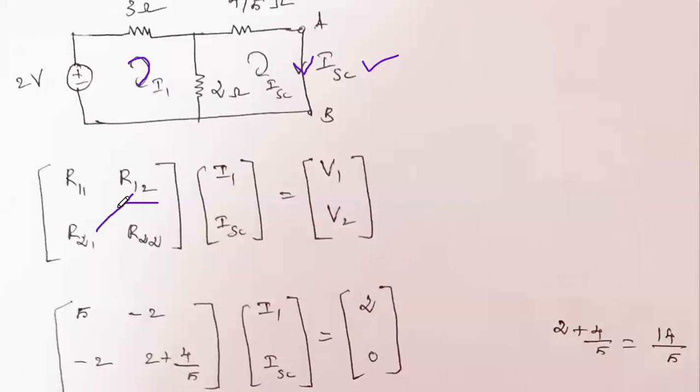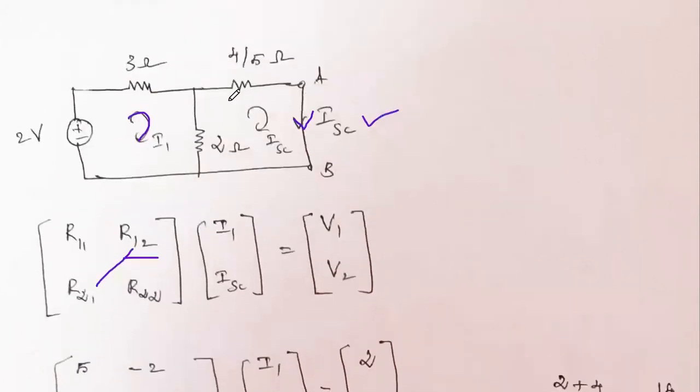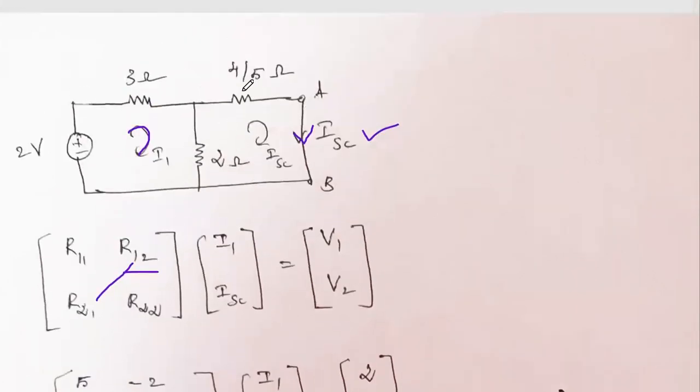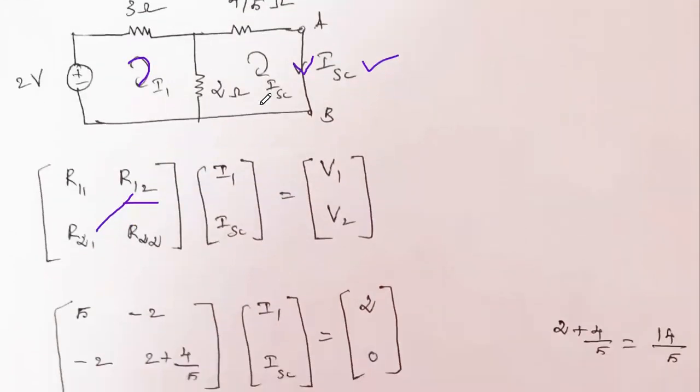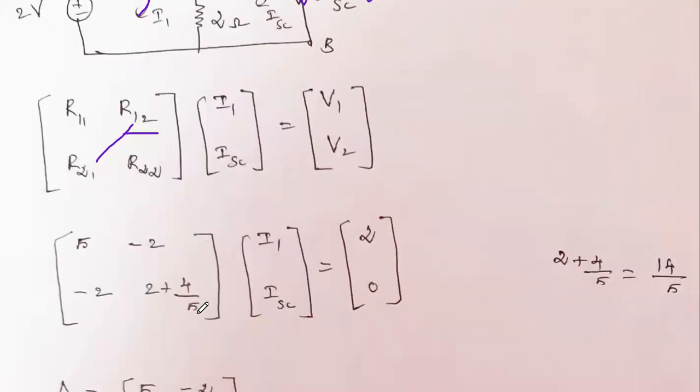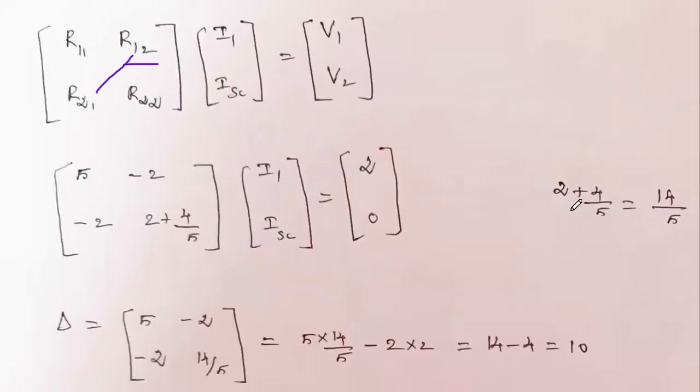Similarly R21. The values of R12 and R21 are the same. R21 means the common resistance between the second and first loop, which equals the common resistance between 1 and 2, so this value is also minus 2. And R22 is the total resistance in the second loop. In the second loop, two resistances are available: one is 2 ohm, another is 4 by 5 ohm. Adding 2 plus 4 by 5 gives 14 by 5.